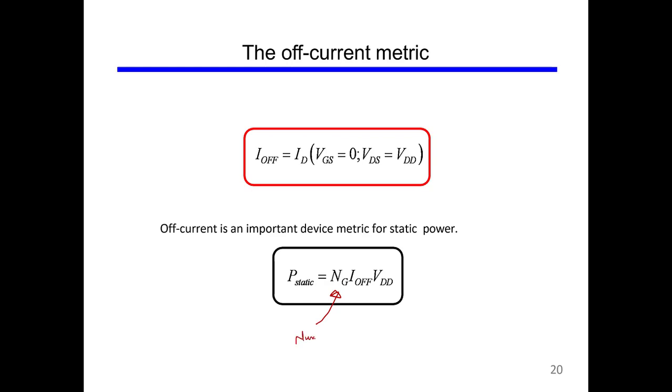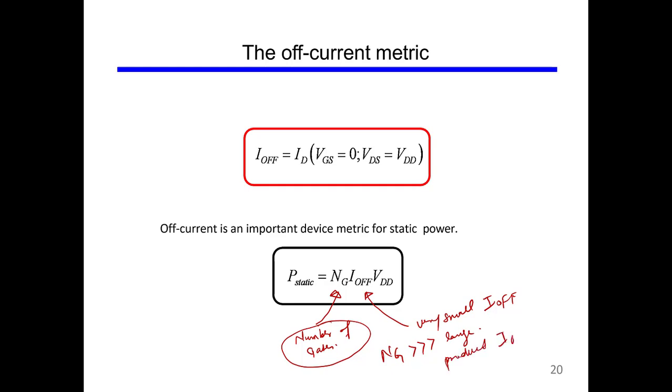So Ng is your number of gates. Even if you have a very small I off, as Ng is very large, the product of I off and Ng becomes significant. And that's the reason that in the latest technology, the static power is on the rise. Okay, the static power is on the rise.